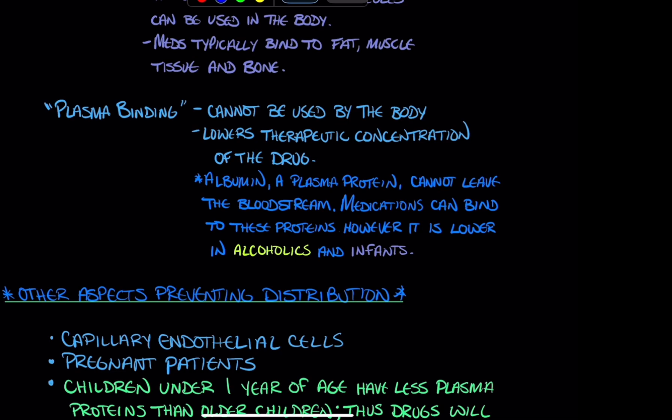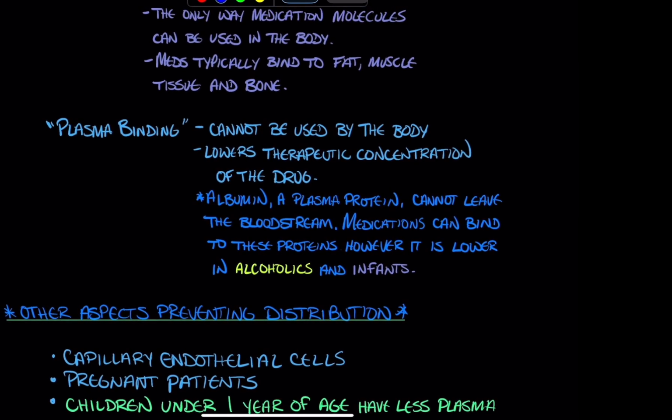One thing to take into consideration too is that patients like alcoholics and infants typically tend to have lower amounts of albumin. Somebody with a normal amount of albumin might require a higher dose of medication to have an effect, whereas infants and alcoholics who have lower albumin, if you give them that same dose, will have more of that concentrated medication free flowing through the body and not attached to any proteins.